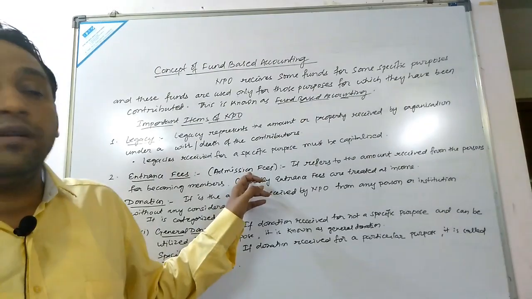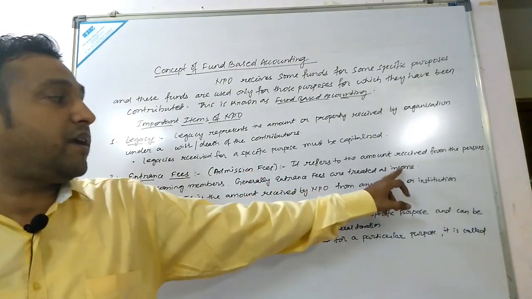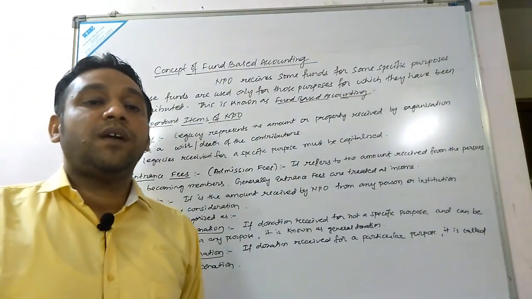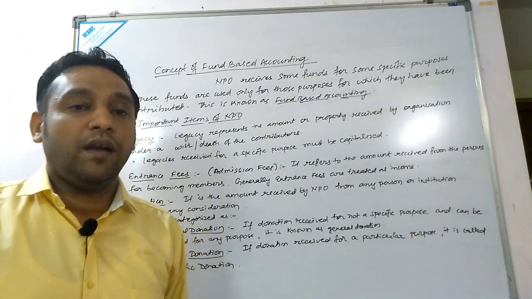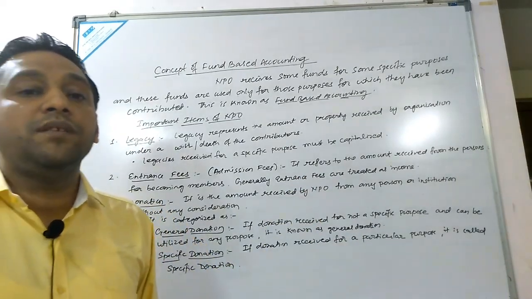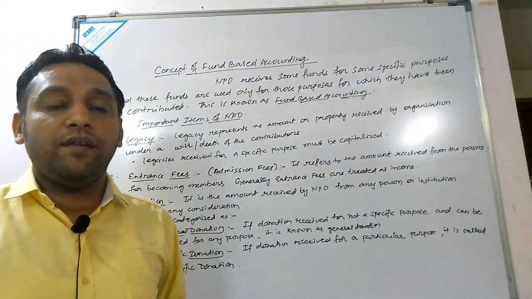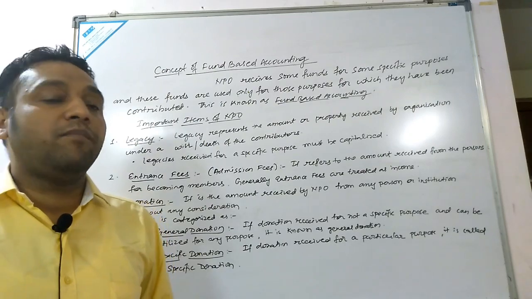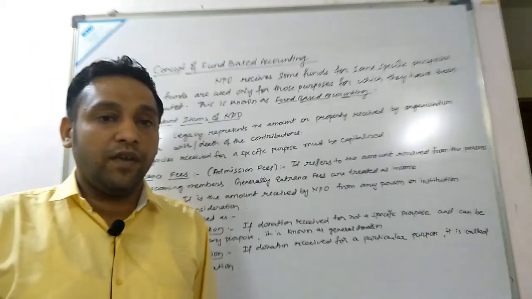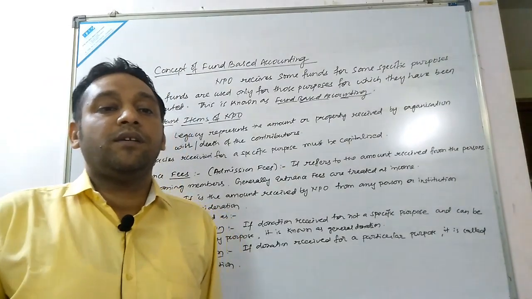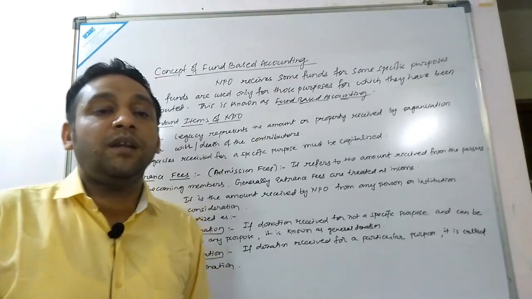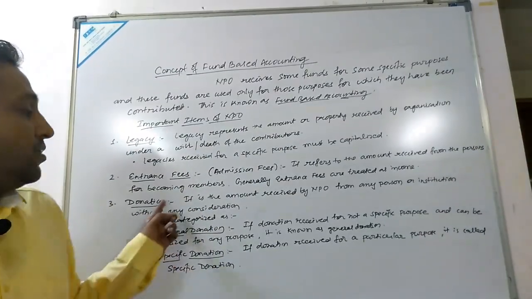So where will it be shown? Generally entrance fees are treated as income. That means it will be shown on the income side of the income and expenditure account. Why? Because it is of recurring nature. Recurring in nature means it is coming again and again. Whenever any outside member wants to become a member of the club, they have to pay the entrance fee. So it is considered as income and is shown on the income side of the income and expenditure account.